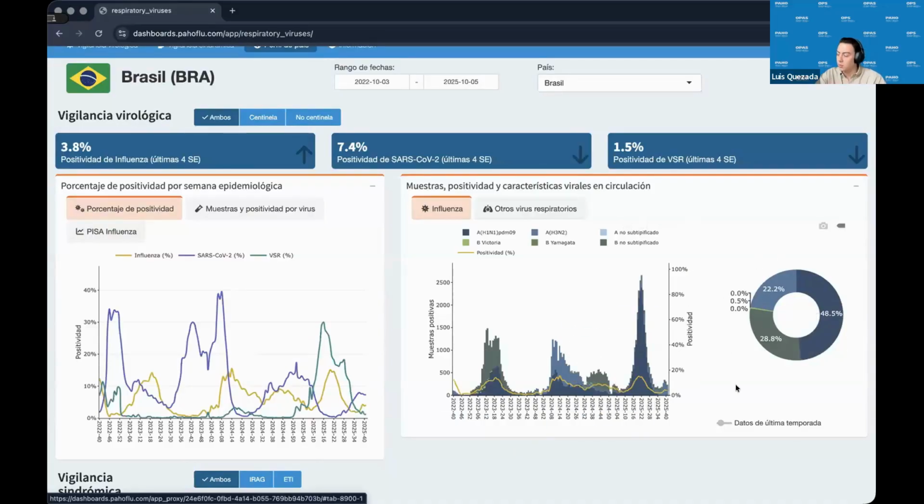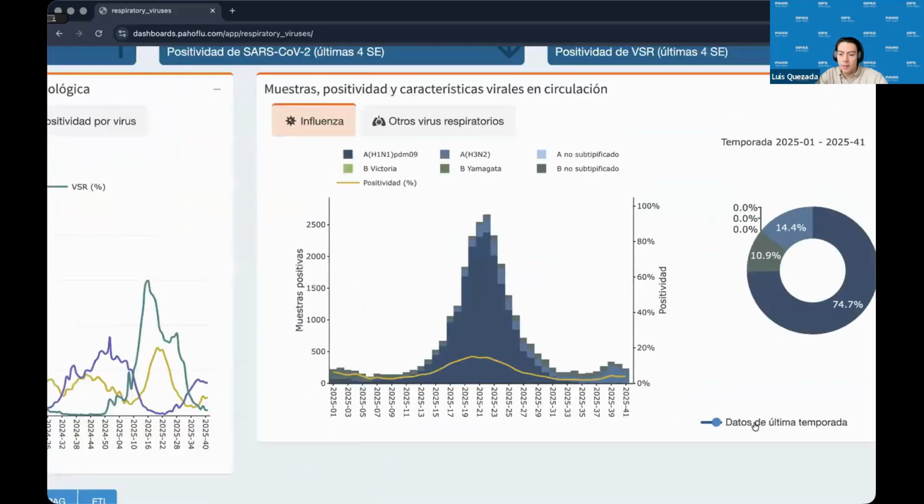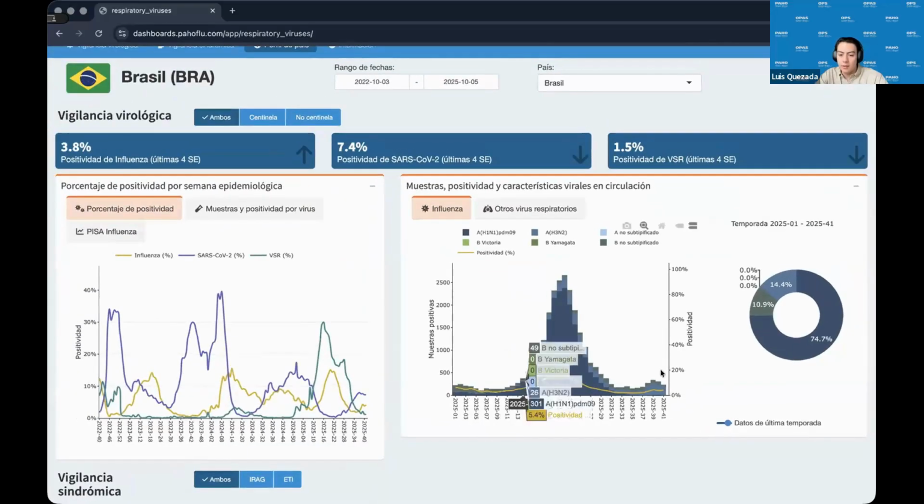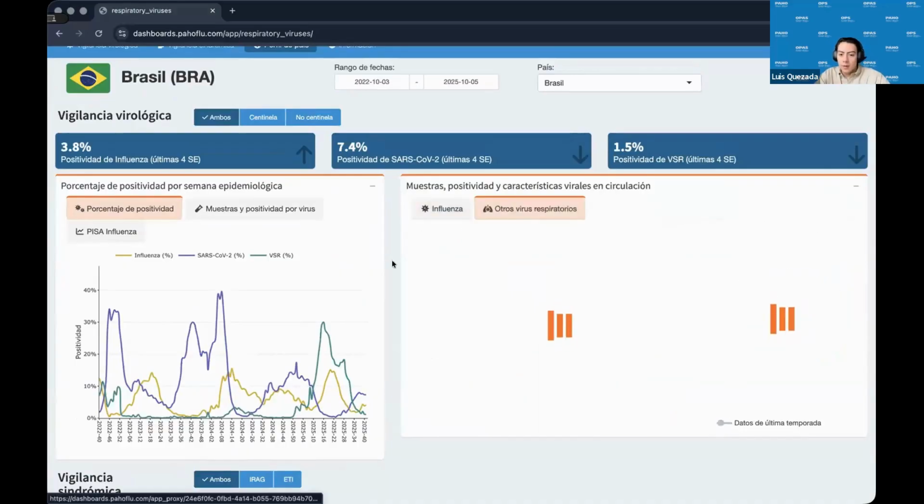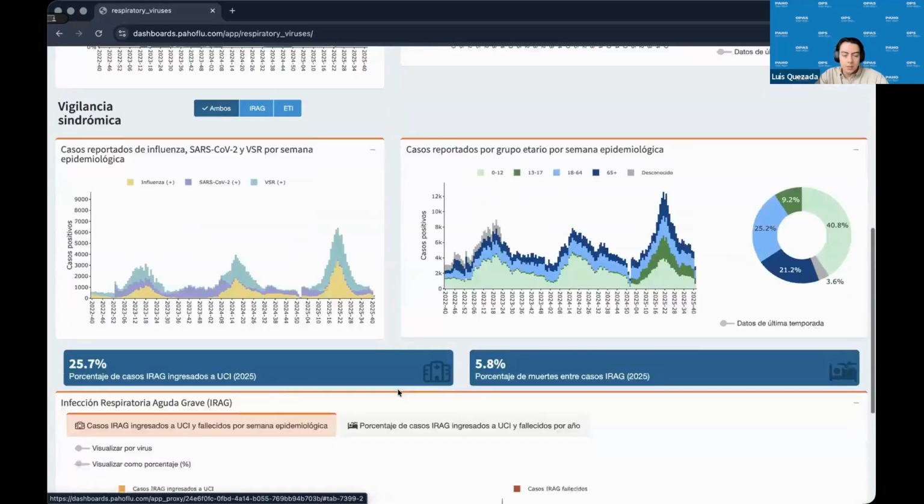We also have a pie chart that allows us to determine the distribution based on what we have seen in the graph, and we can also filter that for the data for the last season. This filter allows to activate the last season, and the graph will show only that period of time, and allows us to see the type or subtype that is in greatest circulation. We also have a graph for other respiratory viruses with the same visuals.